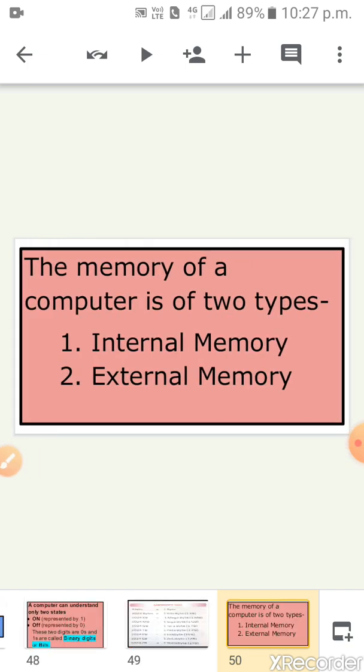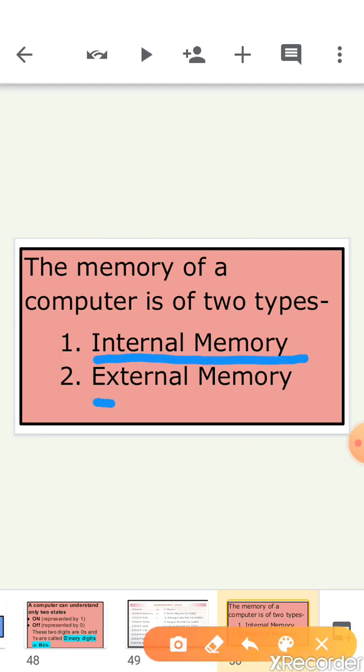Children, you all know the memory of a computer is of two types, internal memory and external memory.